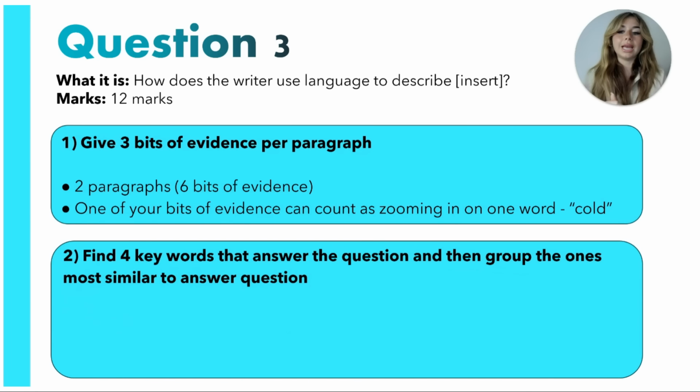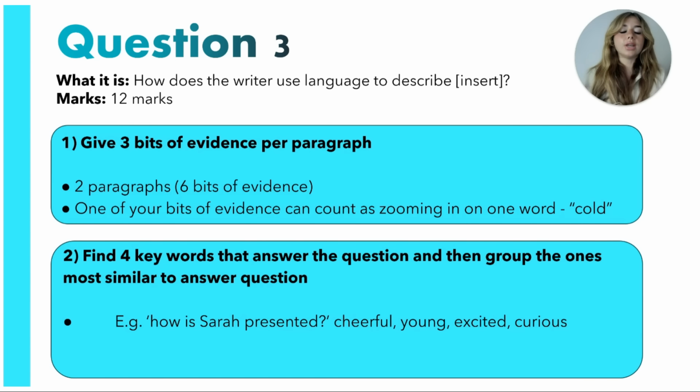My second top tip is to find 4 keywords that answer the question and then group the ones that are most similar to answer the question. So what I mean by this, to be really clear, if, for example, the question is, how is Sarah presented? Or how is language used to present Sarah? Whatever the question is, what you're going to do is read through the extract and think of the first or the best 4 words that you would use to answer the question.